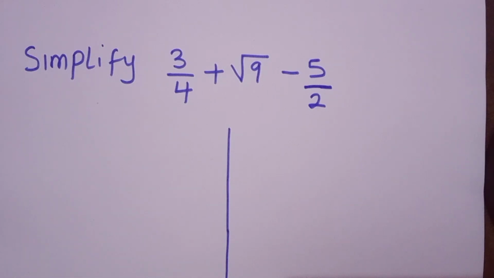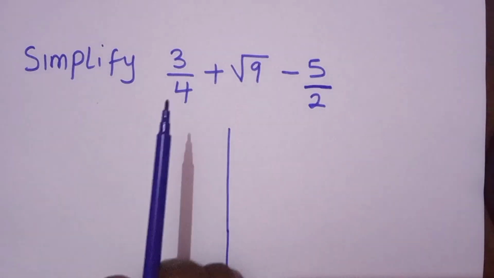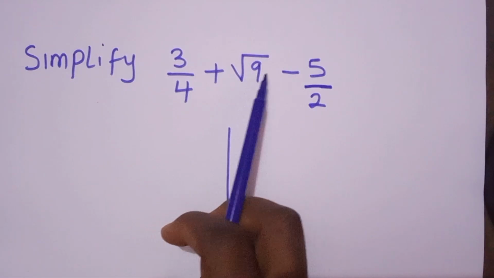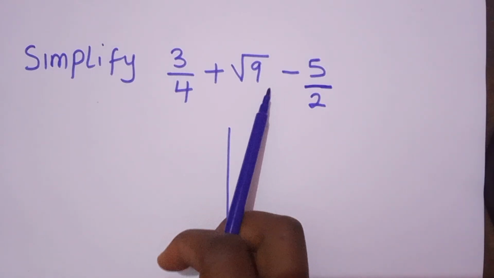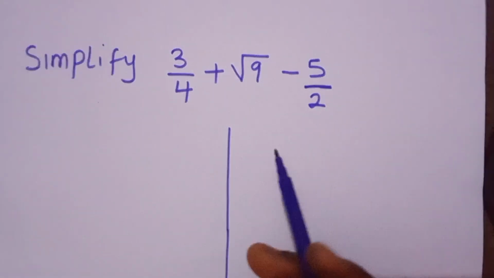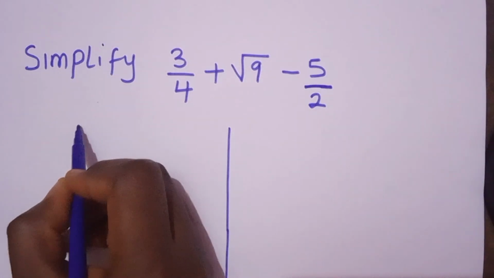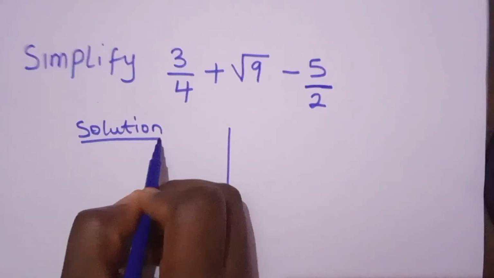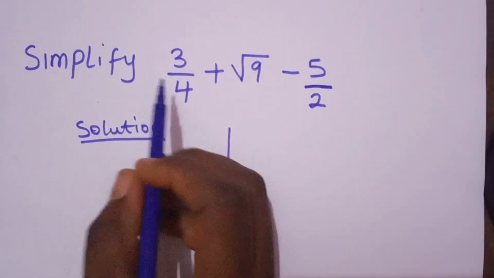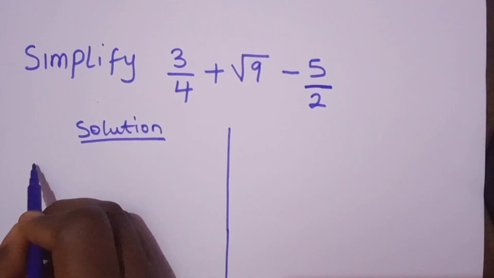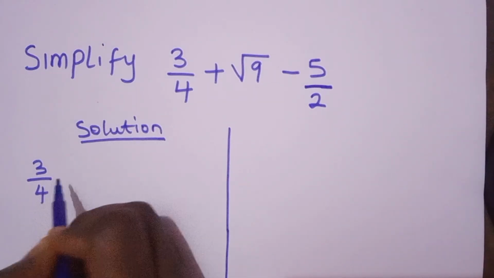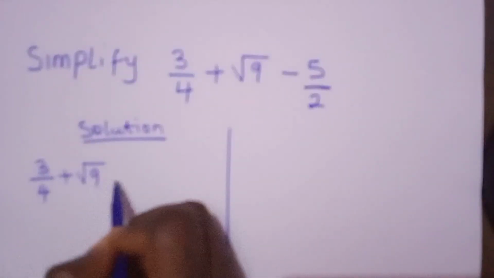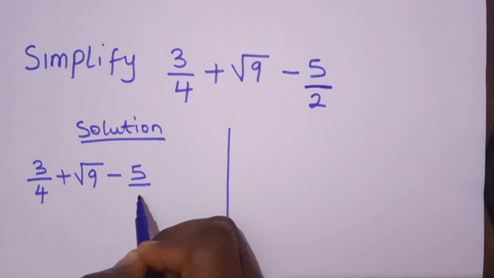So in this video I'll be showing you how to simplify this question given. Simplify 3 over 4 plus root 9 minus 5 over 2. So let's simplify it together. Solution. So let's write down the question given. 3 over 4 plus root 9 minus 5 over 2.